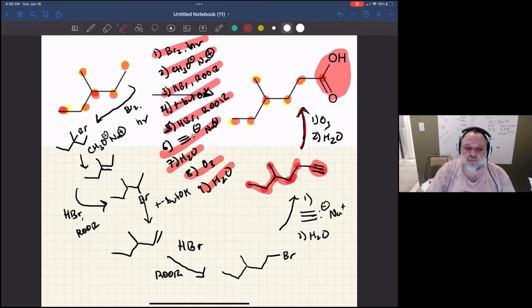And so I hope it illustrates that with the mastery of all of these reactions, then these synthesis problems become an exercise in thinking backwards and using the clues that you're given in order to solve the problem.